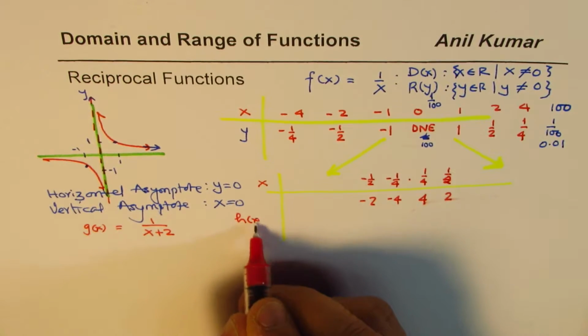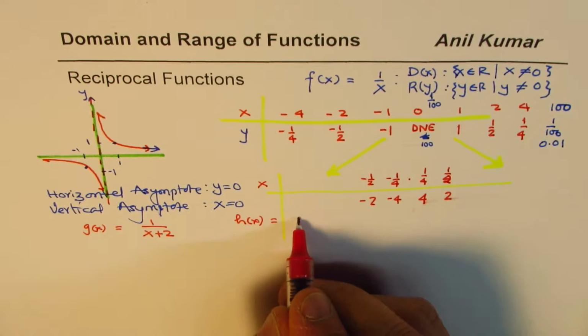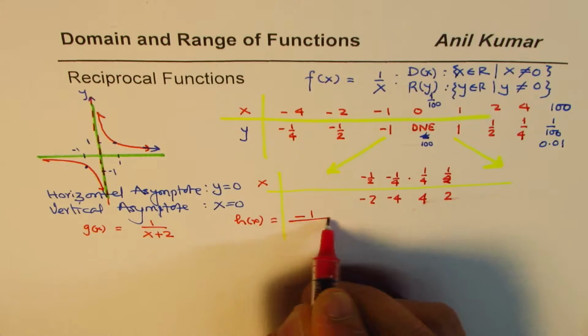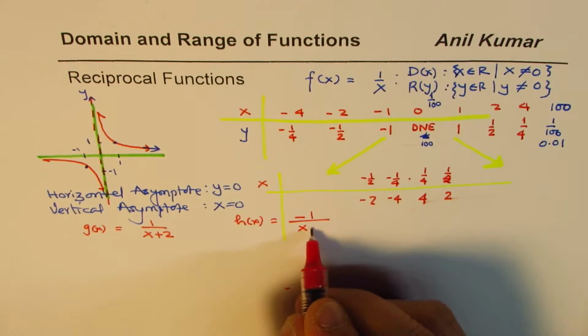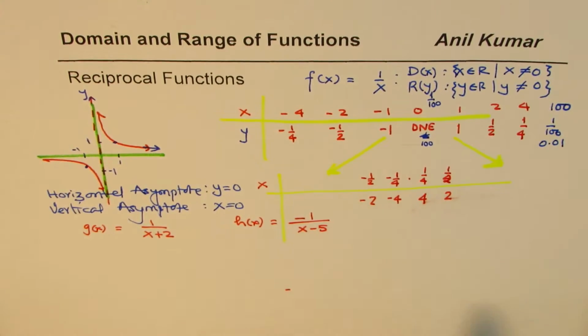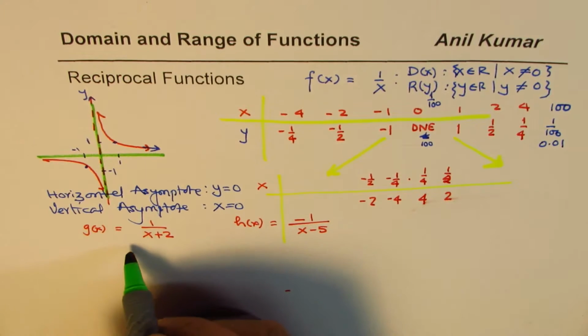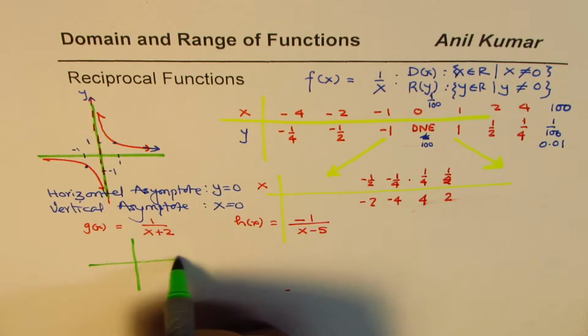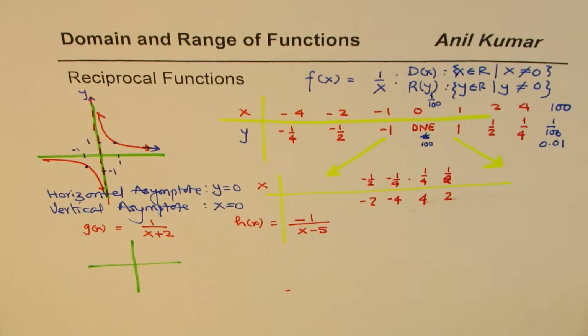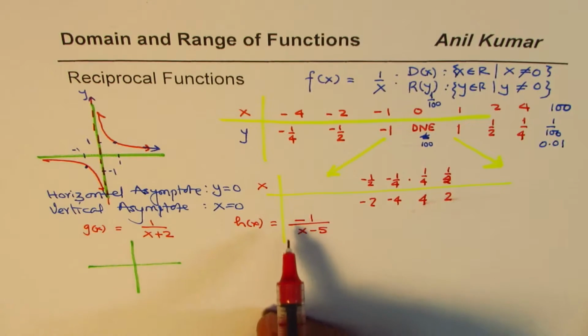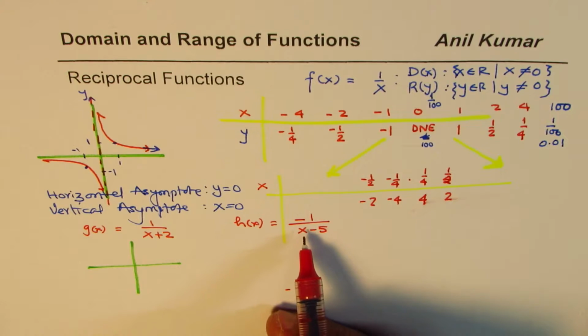Then we have h of x equals minus 1 over x minus 5, let us say, right? In that case, we can sketch a transformed function and write down its domain and range. Now, with this kind of a transformation, as you can see, the range will not change, but the domain will change.